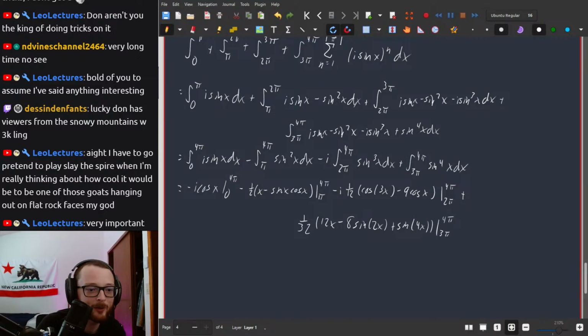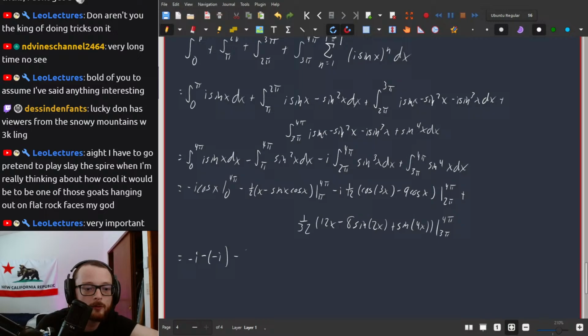Okay, we just need to evaluate these and we're done. Cosine of 4 pi is positive 1, so we get minus i. Cosine of 0 is 1, so we get minus i. Really? Oh, right. You integrate cosine over a period, you get 0. Good. Okay.